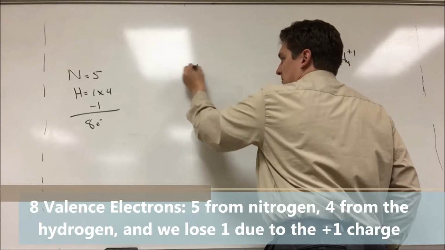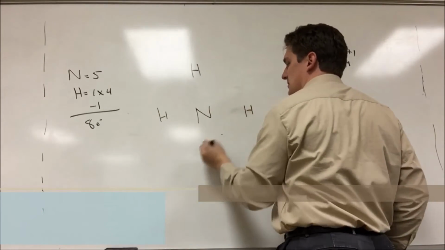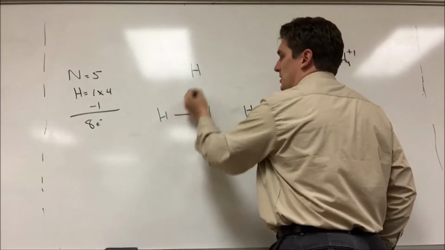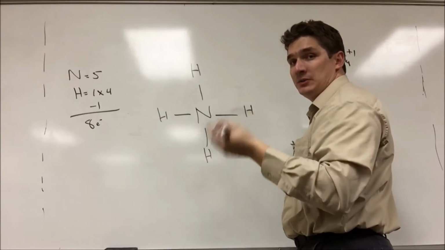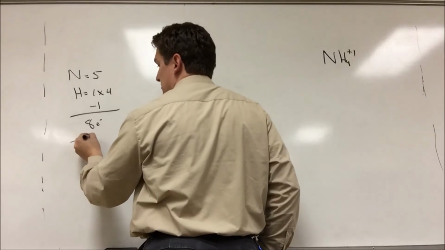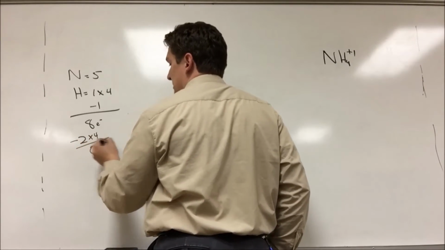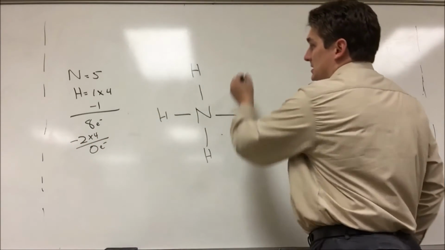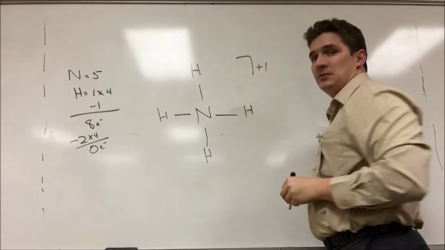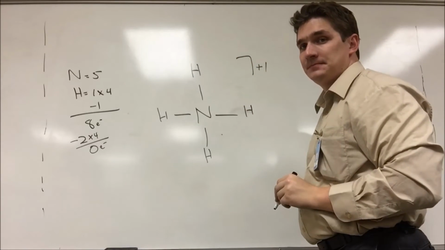Nitrogen, 4 periphery hydrogens. Draw our bond to each one. We need to subtract 2 electrons for every bond, so -2 times 4 will give us 0 valence electrons remaining. In this case, this would be our Lewis structure for NH4 +1.